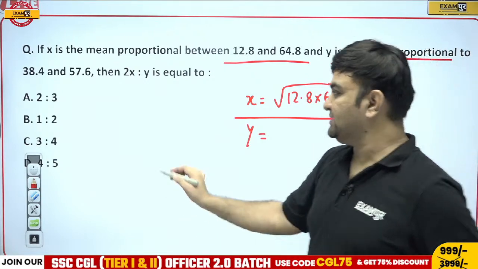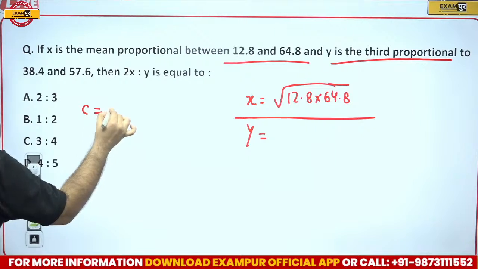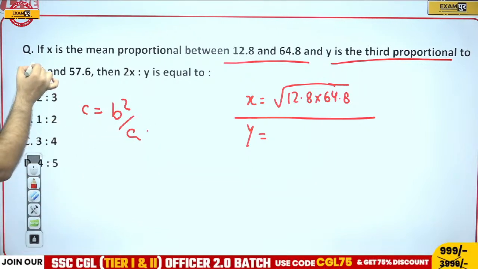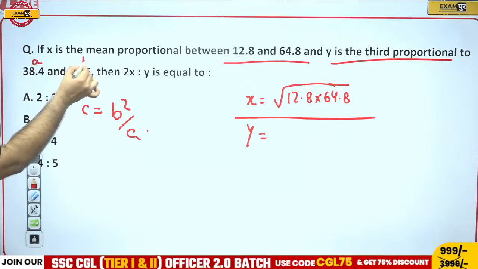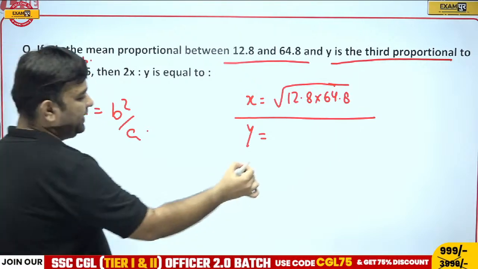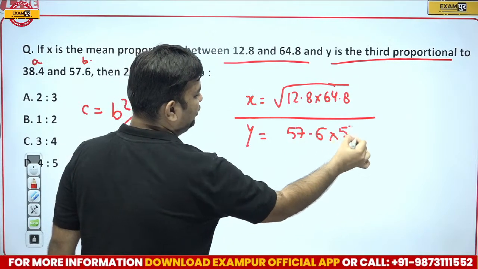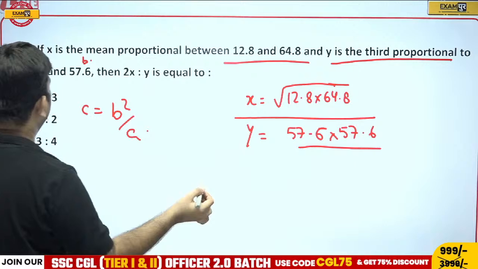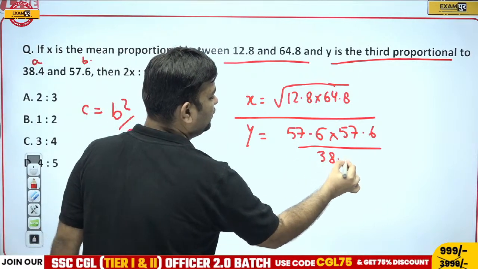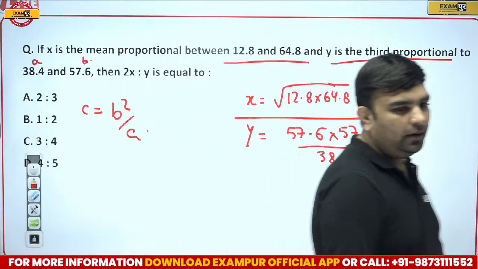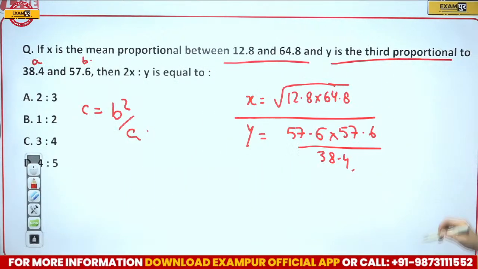Third proportional is C. C is B square by A. It is acting as your A, it is acting as your B. So B square by A: 57.6 into 57.6 divided by A is 38.4. Over. You will get the values of X and Y very soon.